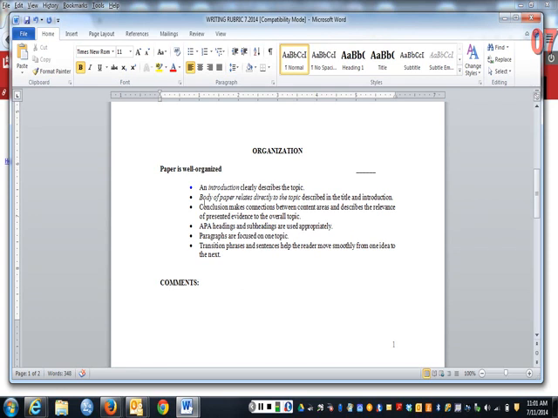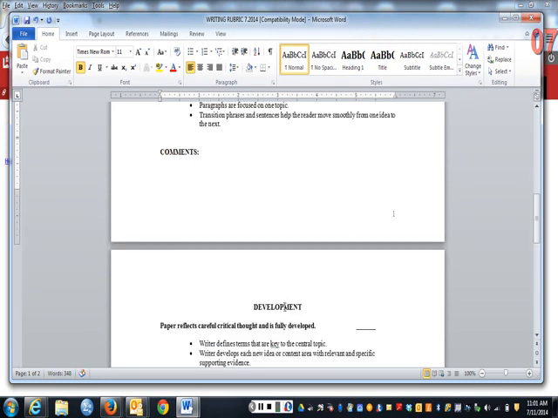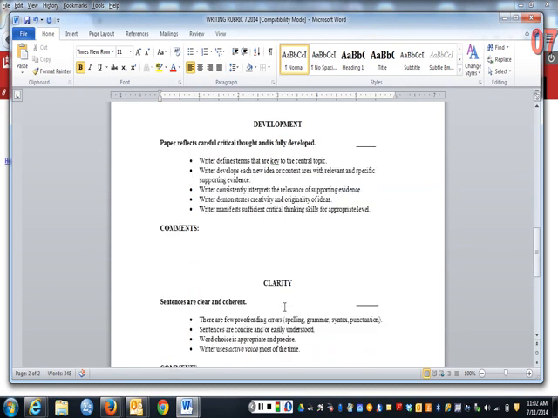Or additionally, what I do sometimes when I give feedback, instead of writing it again, I'll just highlight. And in my comments, I might put note highlighted bullet point. The third area is development. So one of the things in this course we'll be talking about is critical thinking. The paper has to be developed in a critically thought out way. It has to be fully developed.